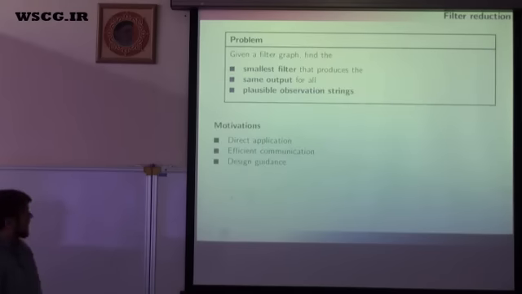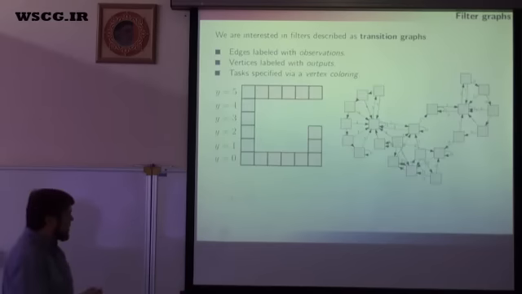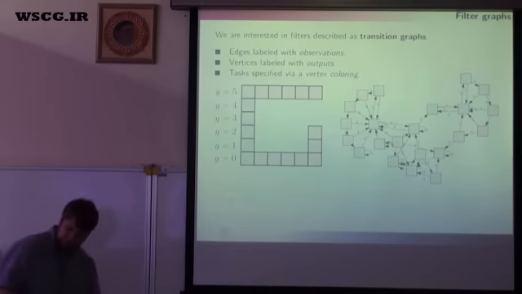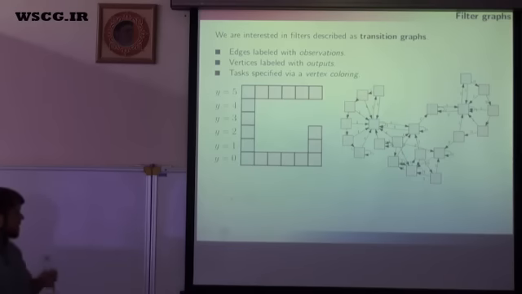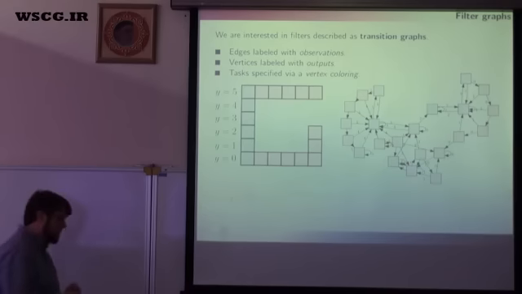Okay, so we kind of previewed this already. The problem we want to talk about is, given a filter graph, find the smallest filter that produces the same output for all plausible observation strings. And I guess I need to mention this because it turns out to be one of the most important details that makes the difference for this sort of problem. It's the idea of plausible observation strings.